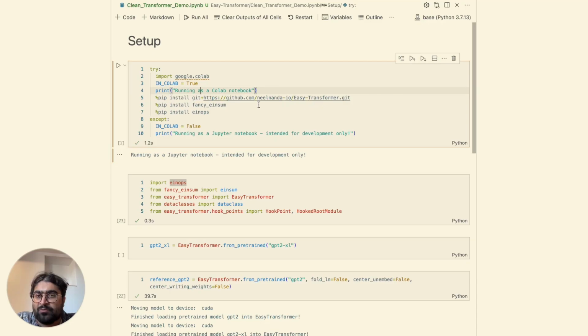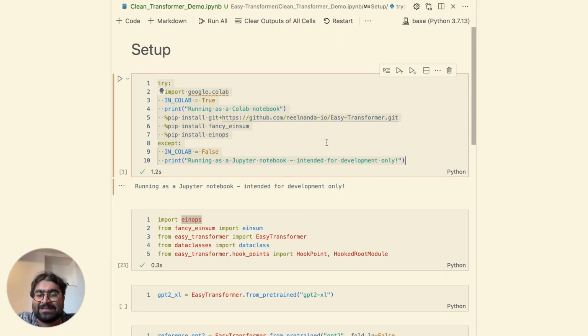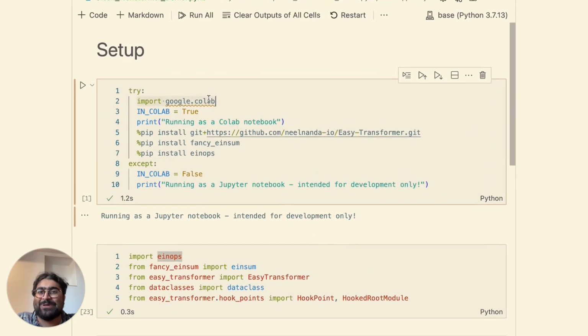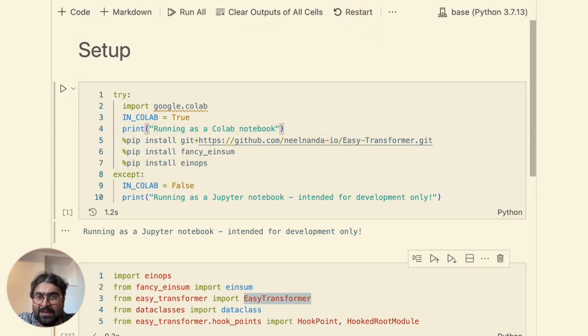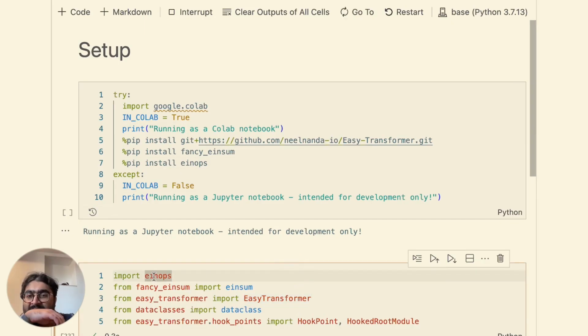This is some pretty boring setup stuff. This is an incredibly hacky block of code that says, try importing a module that's only there if you're in Colab. If yes, you're in Colab. If it's got an error, you're not in Colab. And install some libraries. Here I'm actually importing some of the various libraries.